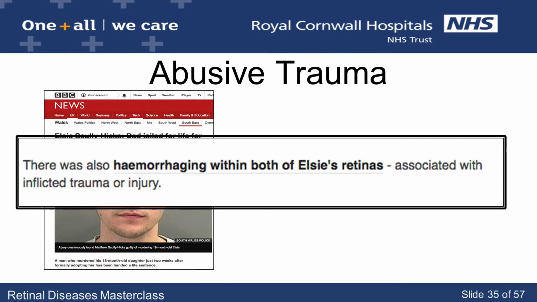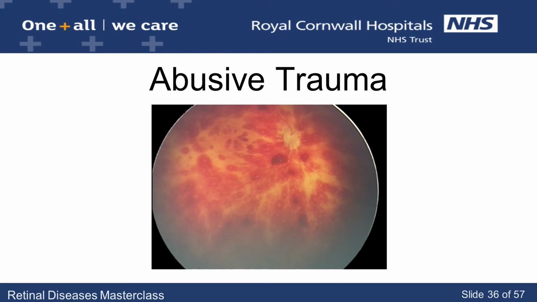Probably the worst and most emotive form of trauma is child abuse. And it is a sad fact that child abuse is and always will be with us. And the job of the retinal surgeon, but also every doctor in this land, is to ensure that it is picked up as soon as possible and the perpetrator is stopped in their tracks. As ophthalmologists, we are called in to look at suspected cases of abusive trauma to see if there are any hemorrhages at the back of the eye, such as you see in this picture here.